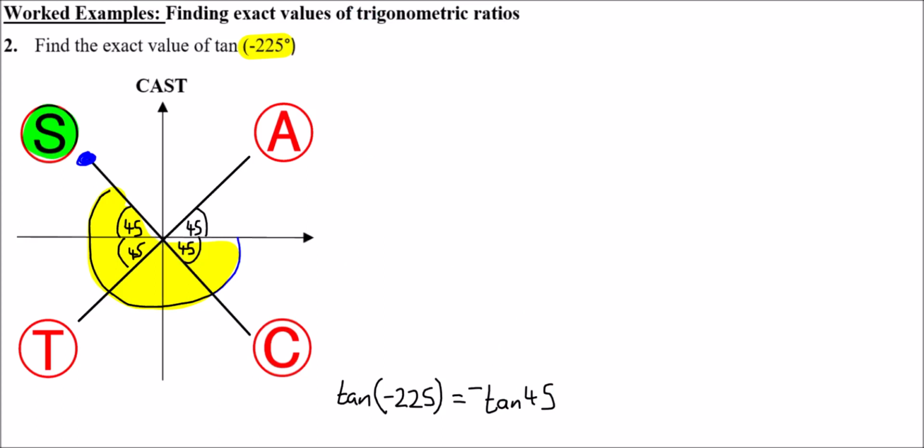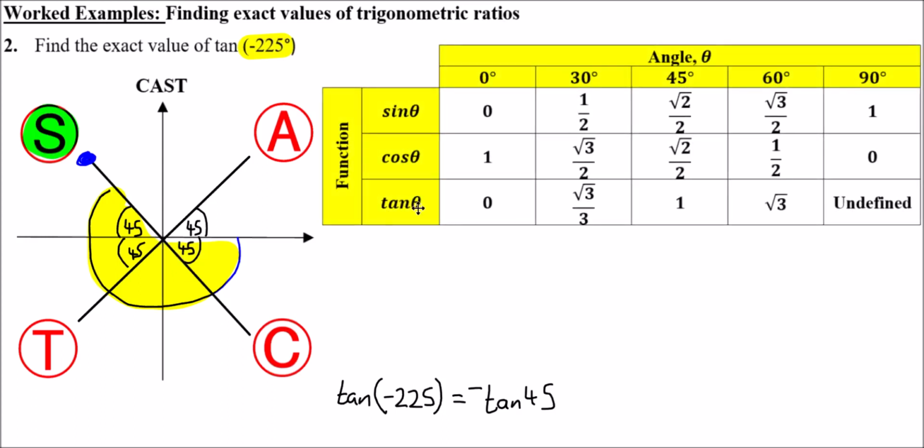But what was tan 45? Again, you should try and remember these, but if not, here they are. 45 degrees, tan 45 is 1. So in other words, tan minus 225 equals minus tan 45, which is going to be minus 1.